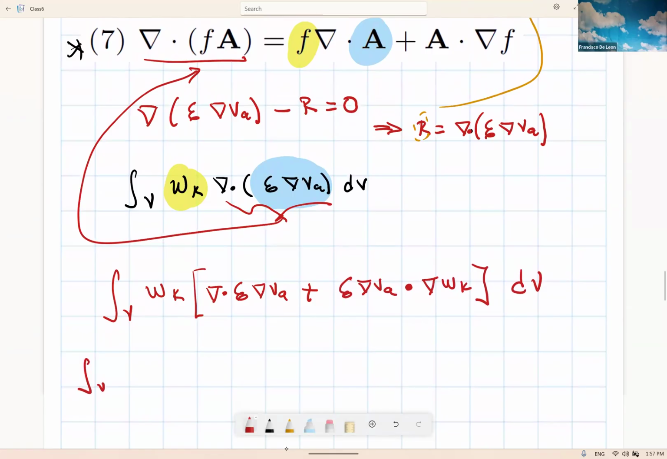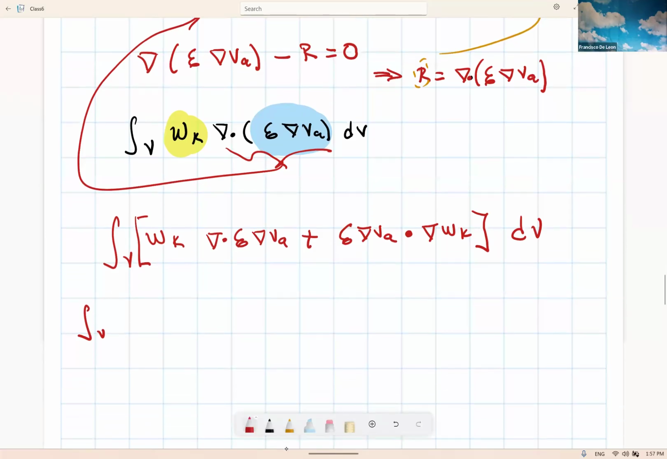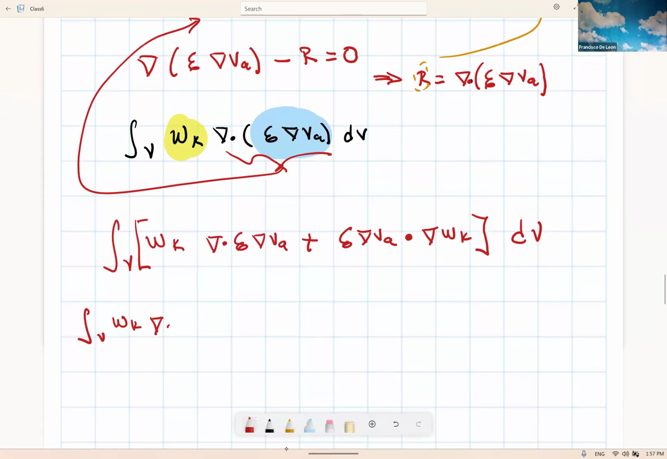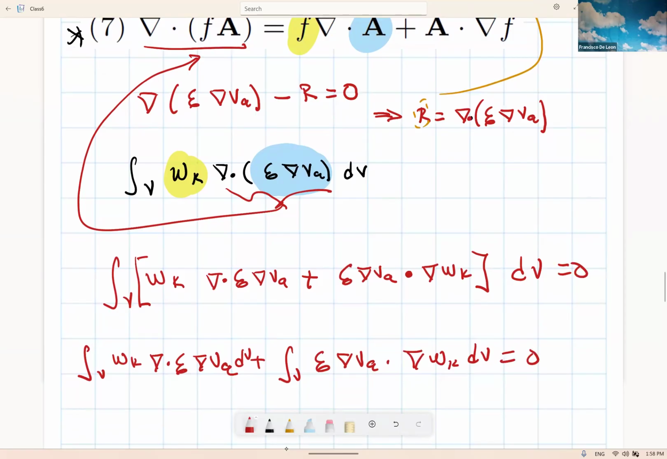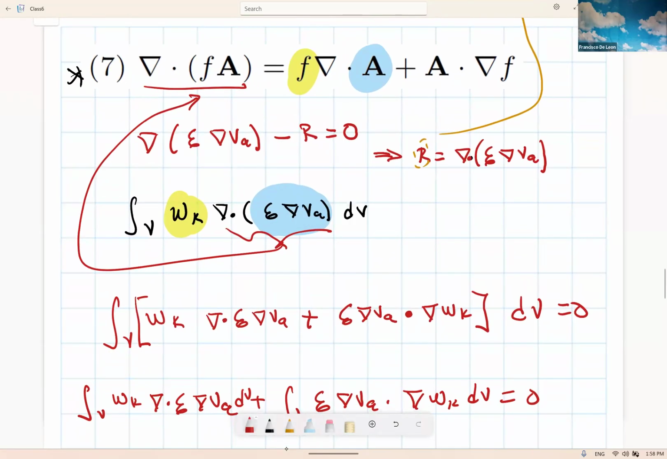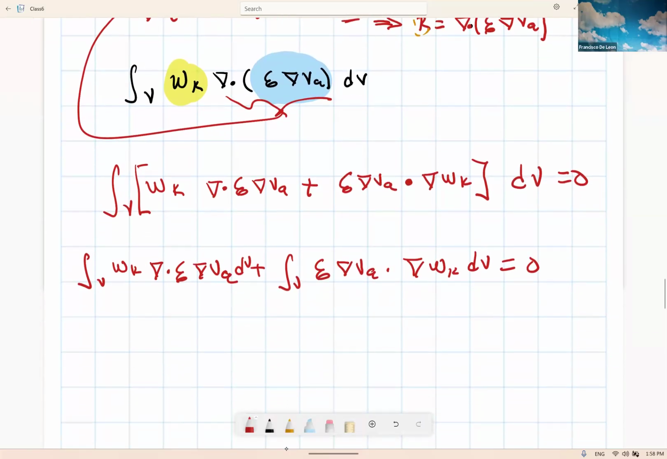Oh, no. No, but it's here, right? Like this. Yes. Yeah, you're right. This is the right way. And now I want to separate the two terms. WK, the divergence of the epsilon gradient of that, plus the volume epsilon BA dot WK. And this is dV, this is dV, and the whole thing is equal to 0 as it has always been, equal to 0 from the beginning, right? From here.